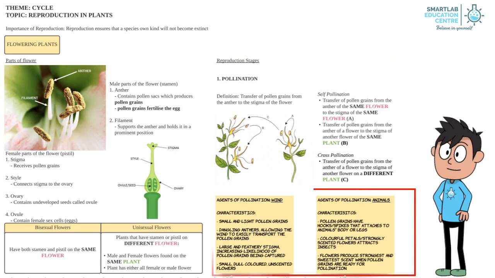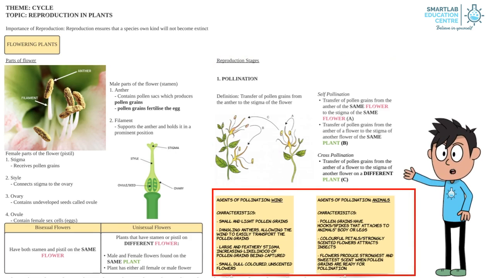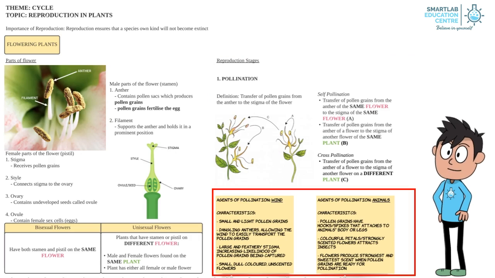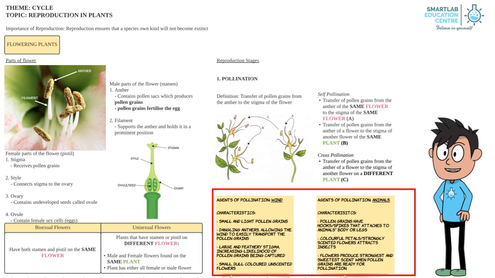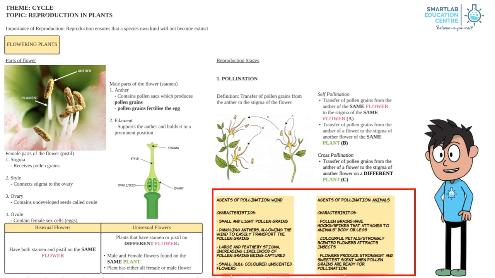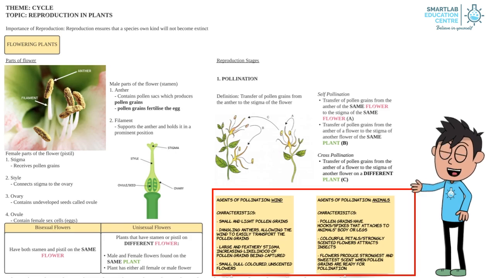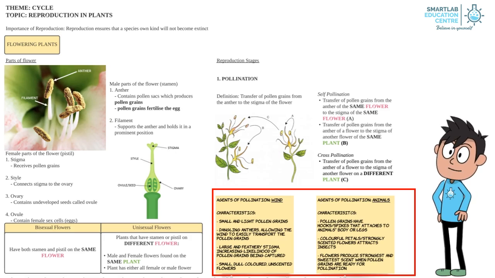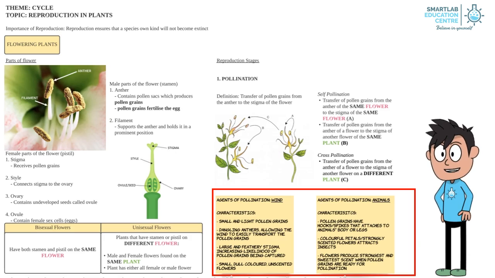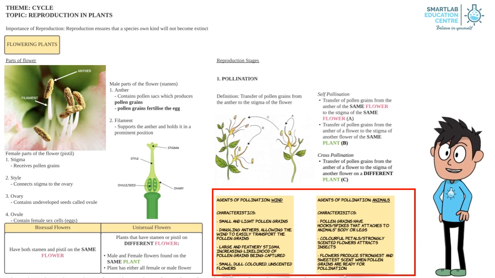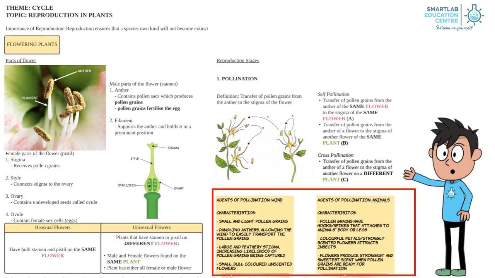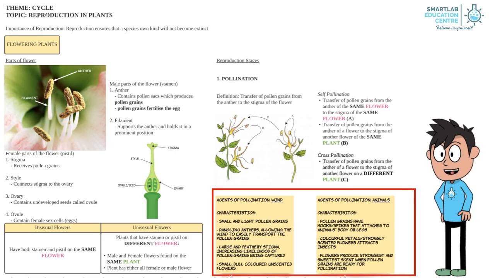Agents of pollination. Let's look at some characteristics of flowers that are pollinated by wind. The pollen grains of these flowers are small, light, and can be easily blown from anthers and carried by the wind. These flowers have dangling anthers, catching wind easily for the transport of pollen grains. These flowers have large and feathery stigmas, increasing the likelihood of pollen grains being captured. These plants have small, dull-colored, and unscented flowers.